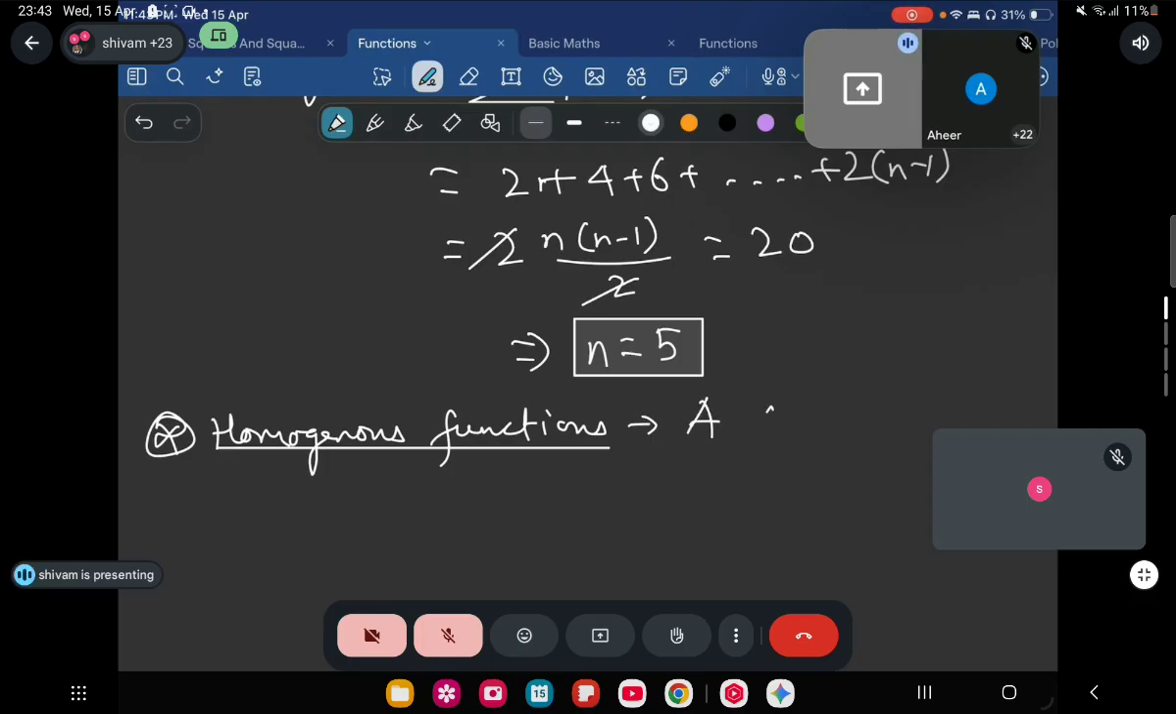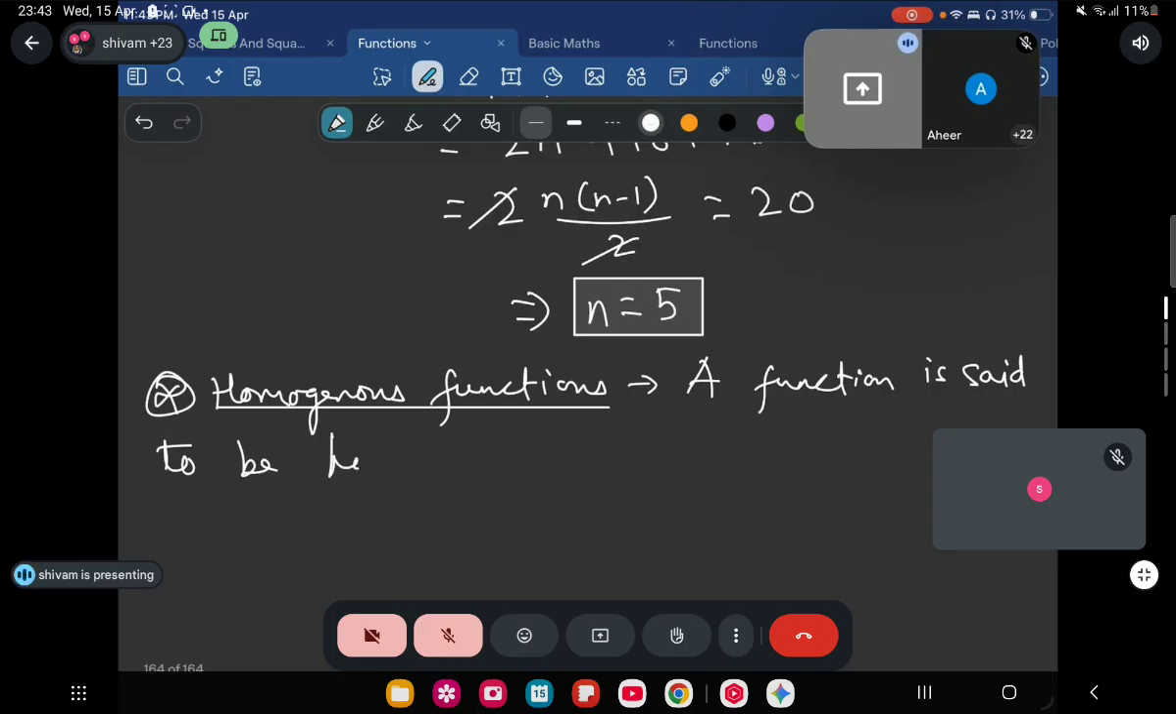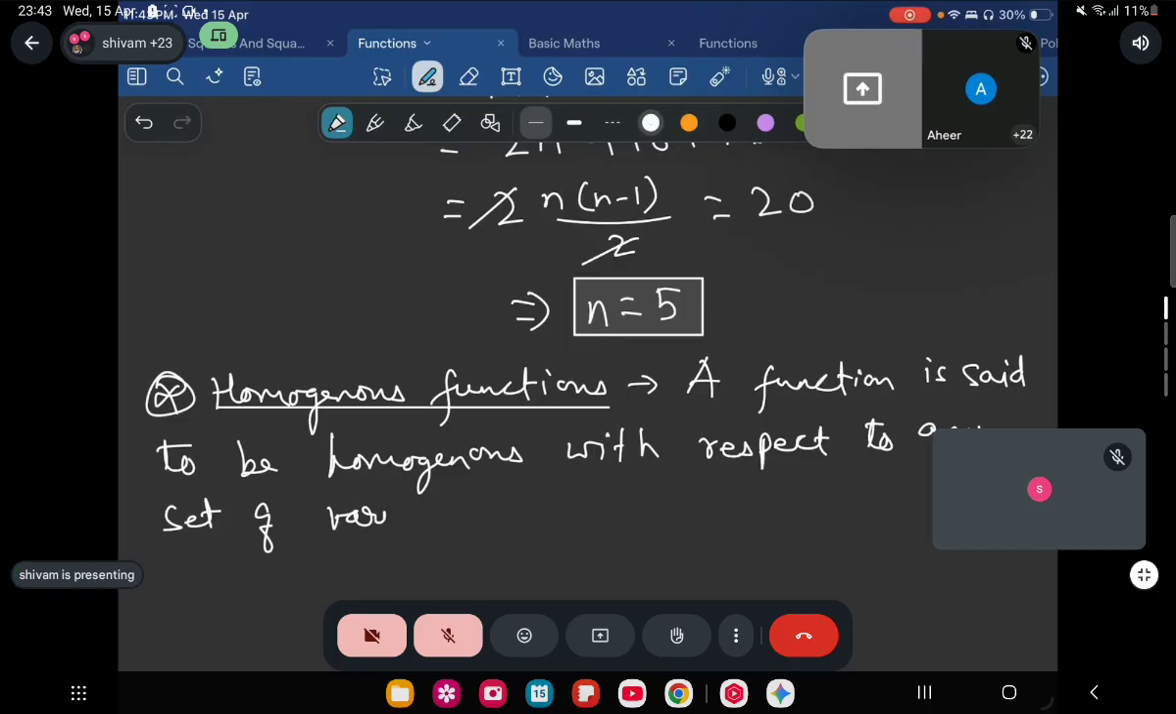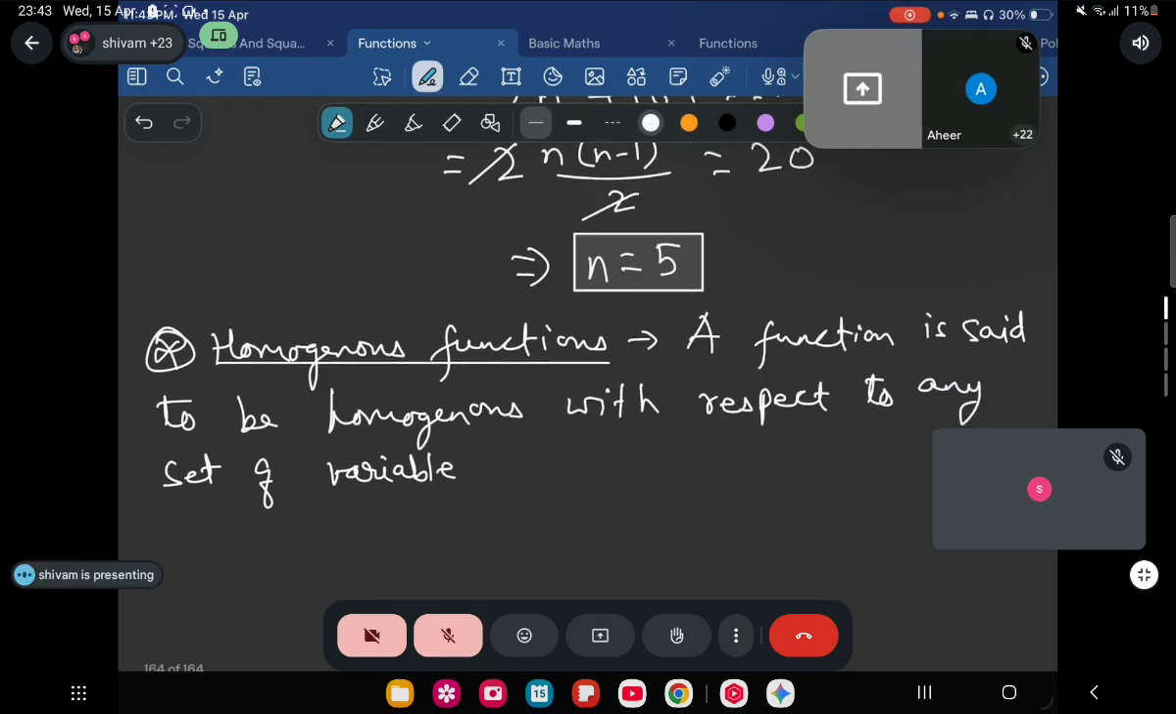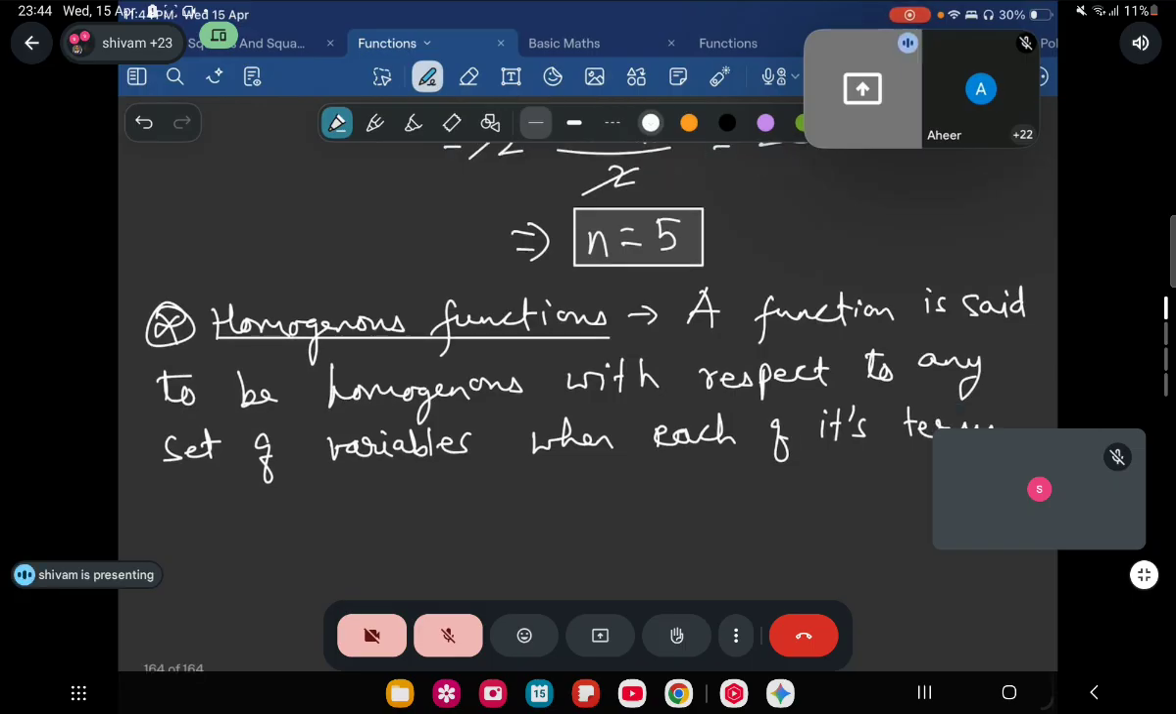A function is said to be homogeneous with respect to any set of variables when each of its terms is of the same degree.